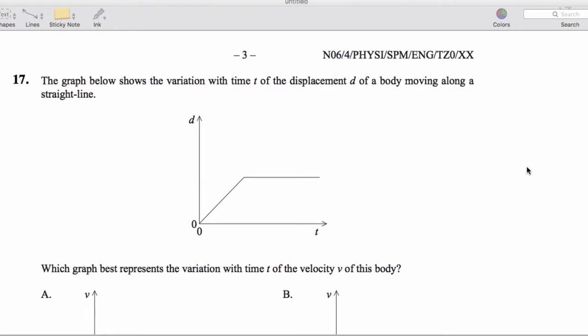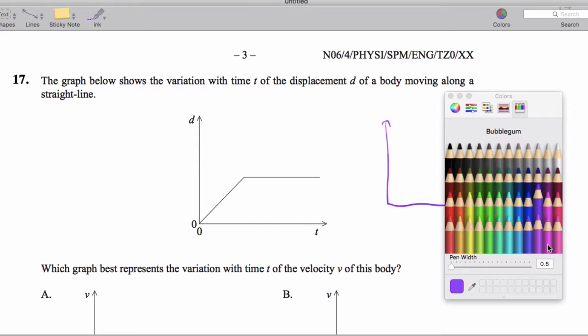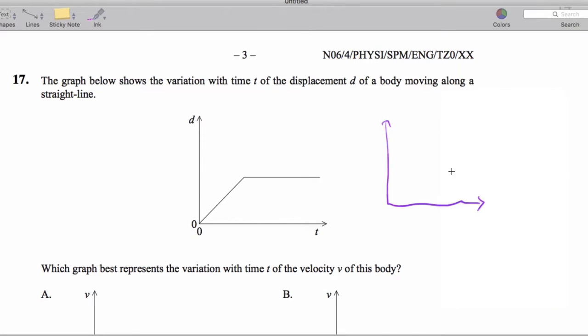All right, question 17. We have the displacement versus time. So here, I'm probably going to want to work with the slope to get the speed. So right away, whenever I see a graph like this, if it's displacement versus time, I just want to right away sketch out the velocity versus time, even though I haven't done any work on it yet.